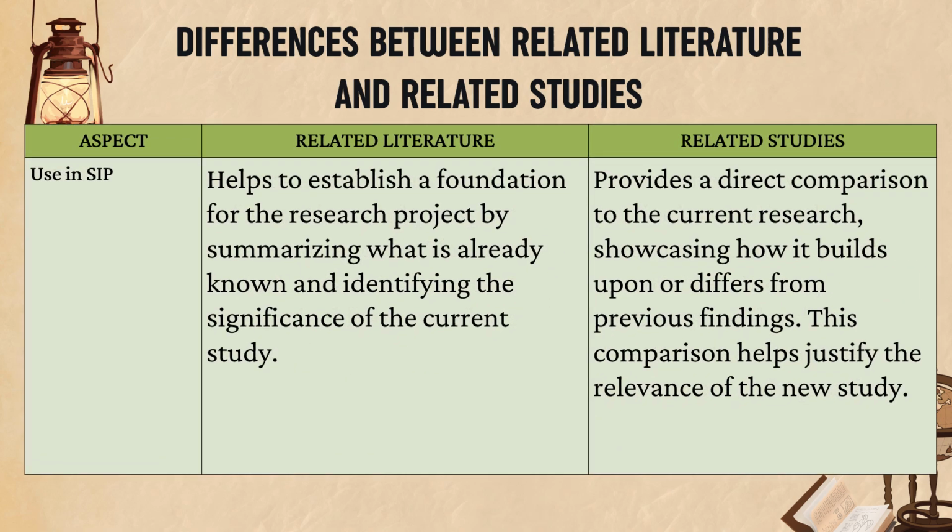If we use an SIP, related literature helps to establish a foundation for the research project by summarizing what is already known and identifying the significance of the current study. While related studies provide a direct comparison to the current research, showcasing how it builds upon or differs from previous findings. This comparison helps justify the relevance of the new study.